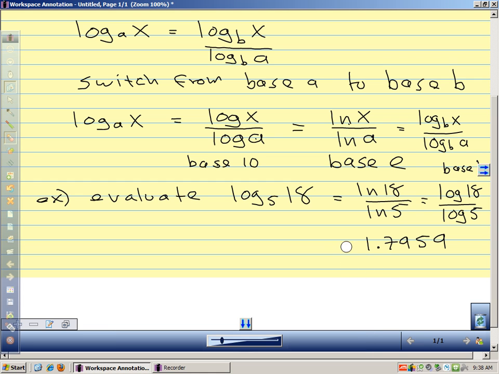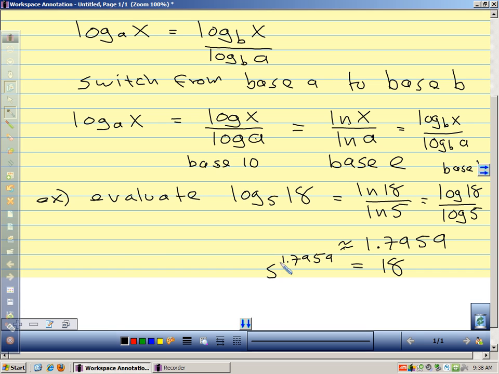And this is an approximate answer because I rounded a little bit. So either of those are going to come out the same. Either of those are going to give us this number. And remember, this is telling us that 5 to the 1.7959 power equals 18. So if you plug any of those into your calculator, you should be just about right.